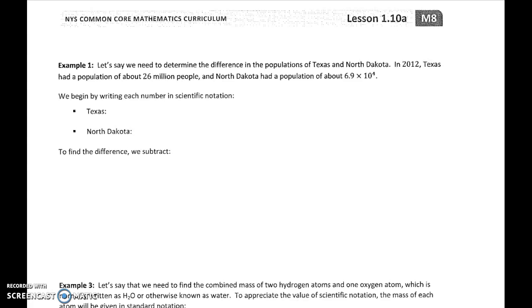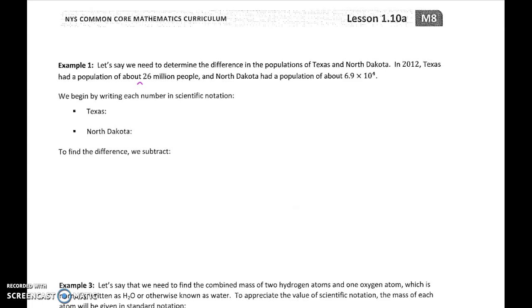All right, just a couple examples to go along with adding and subtracting numbers in scientific notation. Both these examples should look familiar because we've already written these numbers in scientific notation. So this one says we need to determine the difference of the populations of Texas and North Dakota.